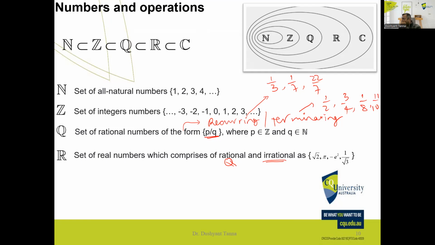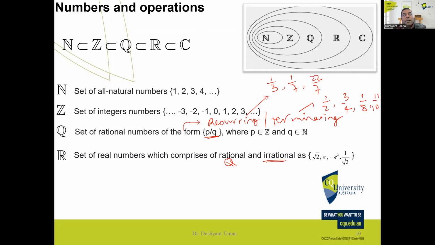Because it's a number which is not repeating. It's non-repeating and non-terminating. So it just keeps going on, and it's not repeating. So that's pi, yeah?